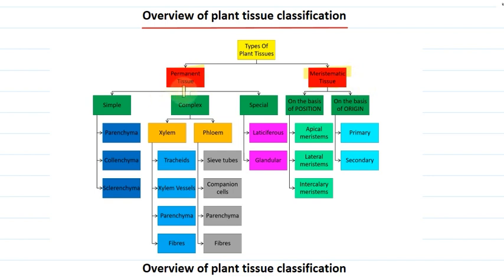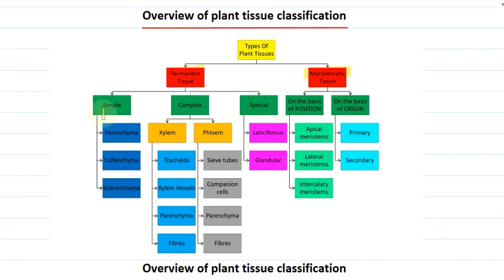So, permanent tissues are those tissues that do not undergo division because they lose their ability to divide and they take up permanent shape, size, and function. So, permanent tissues are those that do not undergo division. So, under the permanent tissues, there are again three types of tissues. One is the simple permanent tissue, the complex permanent tissue, and then there are special tissues.